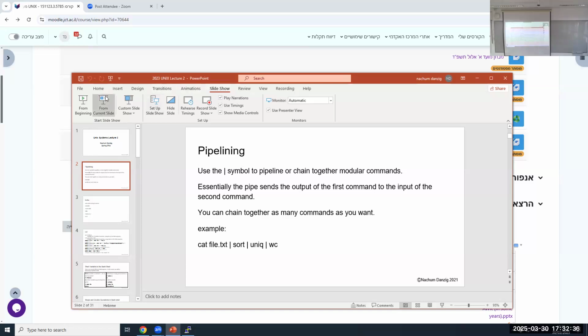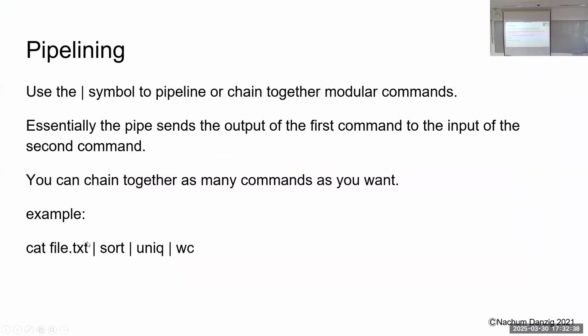Slideshow from current. So you got the idea of a pipeline here. What is this going to do? This is going to cat the file, then pipe it to sort. Oh, I should really show you that. Well, what does sort do?